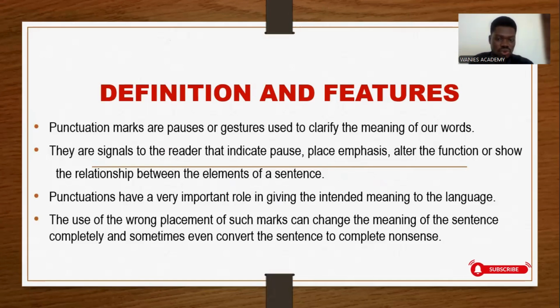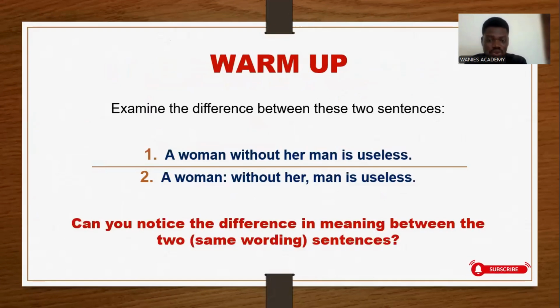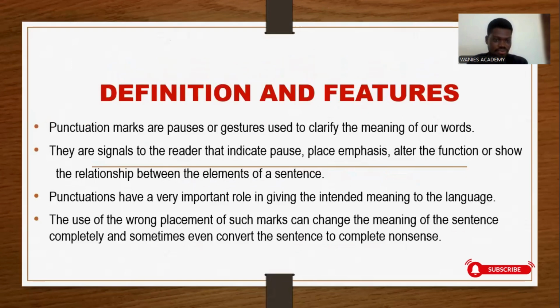Punctuation has a very important role in giving the intended meaning to the language. Because of those two punctuation marks in this second sentence, we are able to achieve the meaning that we have there. And lastly, the wrong placement of such marks can change the meaning of the sentence completely, and sometimes even convert the sentence to complete nonsense. When sentences are not well punctuated, they are bound to become gibberish. Sentences can be rendered meaningless when they are not well punctuated.